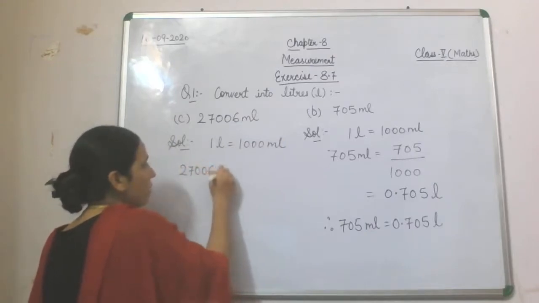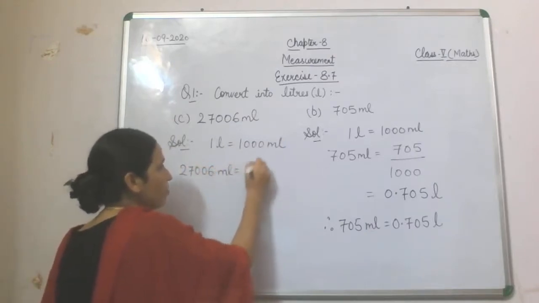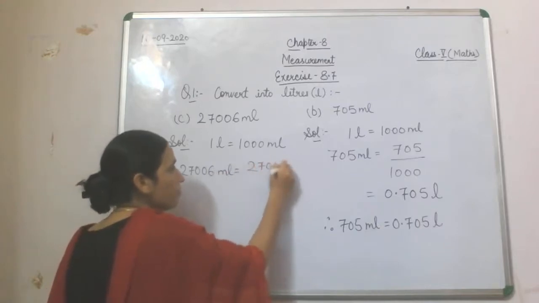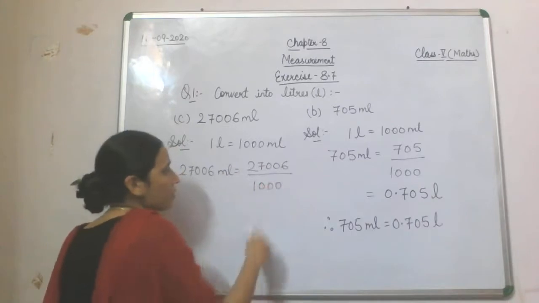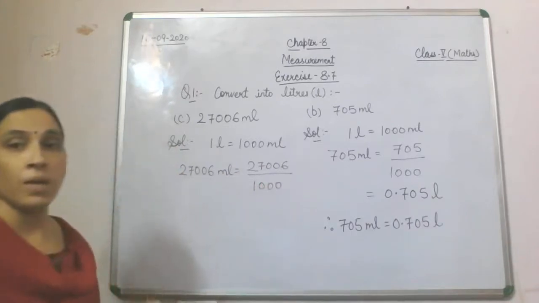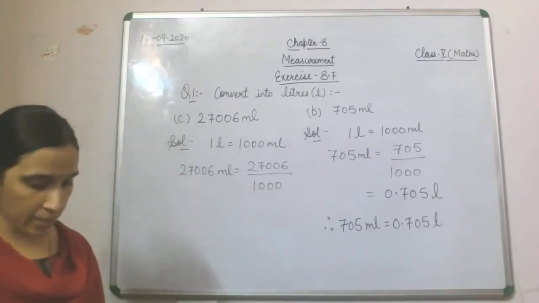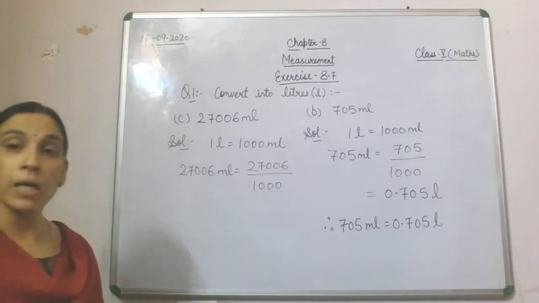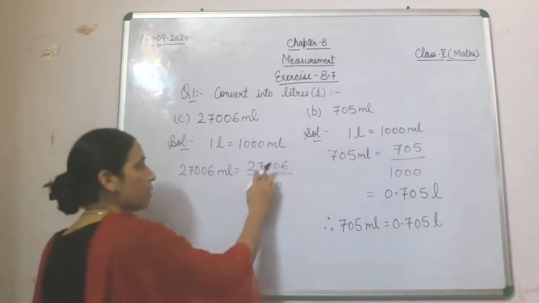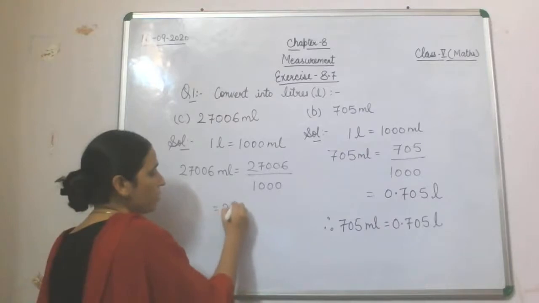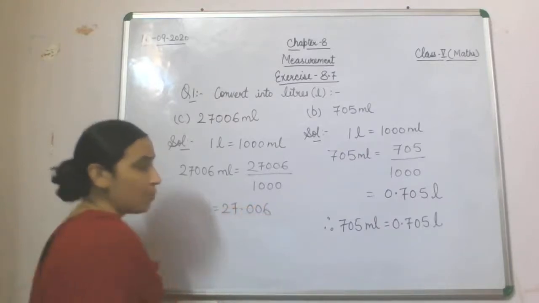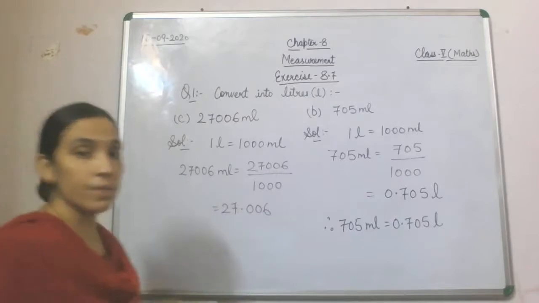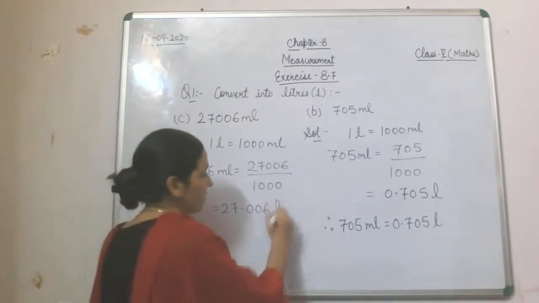27,006 milliliter is equal to, divided by 1000. So now what we will do? Now we require 3 decimal places. So we'll count from the back 1, 2 and 3, and we'll put the decimal. 27.006. And what will be the unit? The unit will be liters.